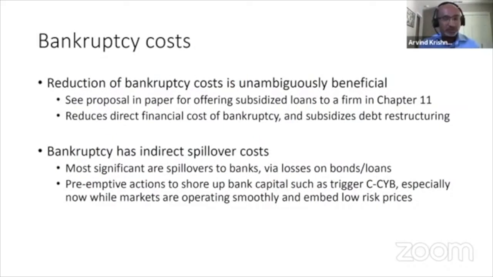The second aspect of bankruptcy costs are spillover costs. And perhaps the most worrisome on this front is spillovers to the financial sector. So distressed bankruptcy losses will eventually hit bank capital. We don't have a 2008 style financial crisis now, but that is a scenario that needs to be considered. It seems to us to make sense for the Fed to proactively shore up bank balance sheets, for example, by triggering the countercyclical capital buffer. Have banks issue equity now. Risk premiums, market prices of risk are quite low now. Markets seem to be operating smoothly. This seems like a good place to also act to ensure.